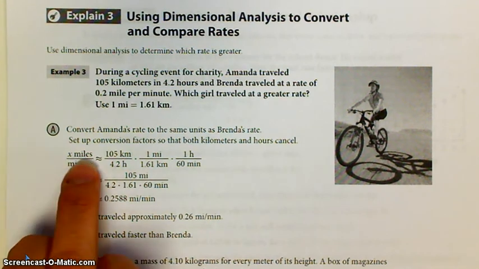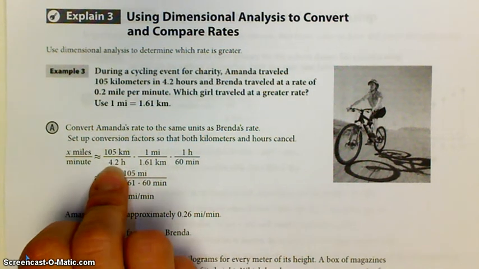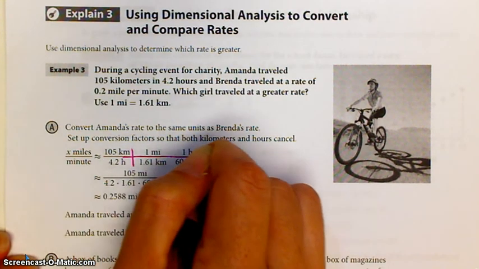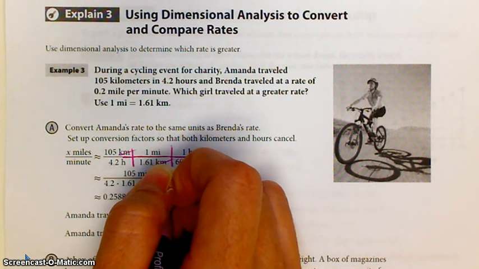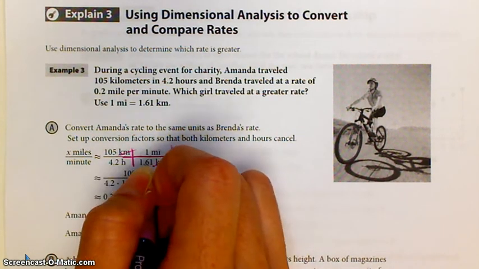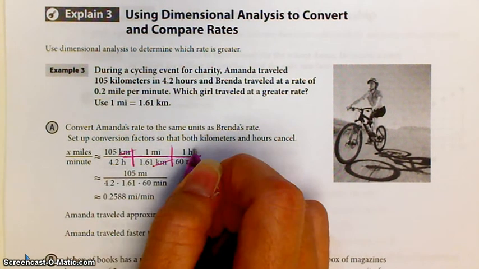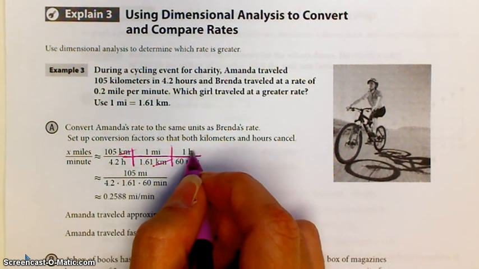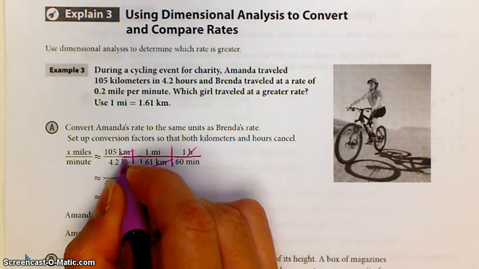Okay, so however many miles per minute, you've got 105 kilometers in 4.2 hours. And you're doing the little, y'all remember my little thing? It looks like a little bar. Okay. And you're going to say 1.61 kilometers is equivalent to 1 mile. The kilometers are catty corners, so they'll cancel. And then over here, catty corner also cancels this way. I have 4.2 hours down here, and I have 1 hour up here when I do the 60 minutes is 1 mile. So hours are catty corner also.